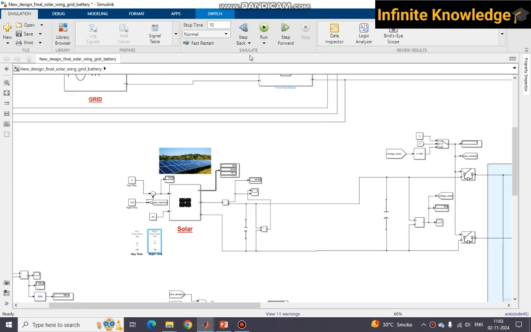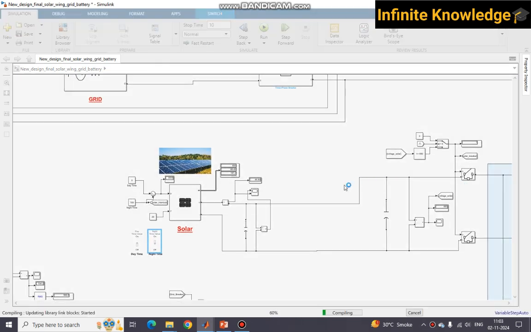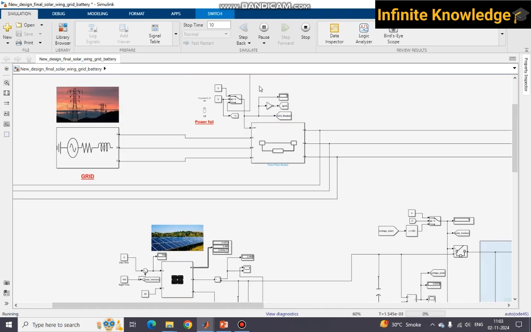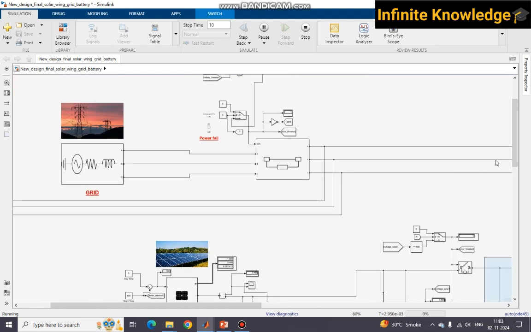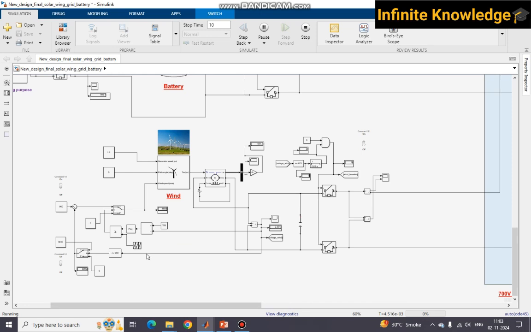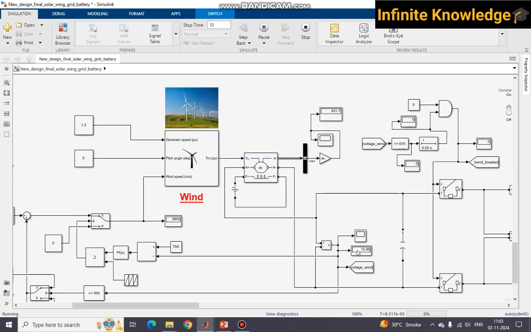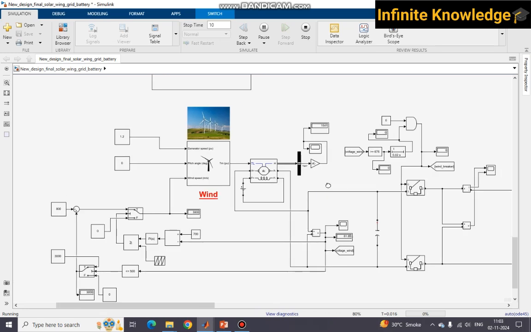So initially when I start the simulation, my grid breaker is in the on condition because wind takes some time to generate a satisfactory voltage. So you can see here, my grid breaker is closed and the power is fed by the grid. Parallelly, my wind turbine starts generating the voltage. You can see the voltage is generating, and once the voltage comes to greater than 675, then my breaker will be closed. So yes, obviously it takes some time.